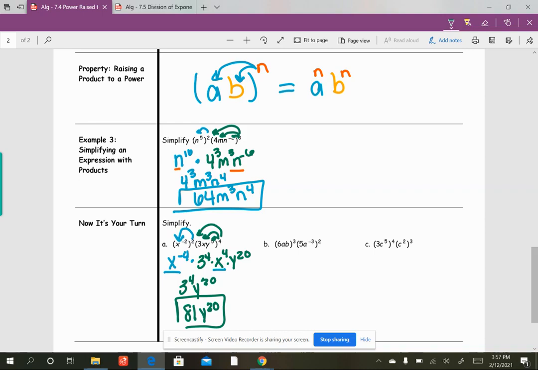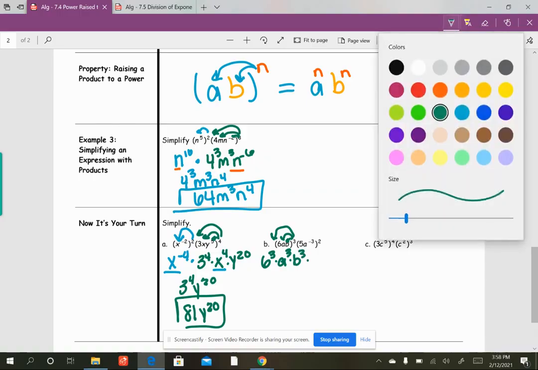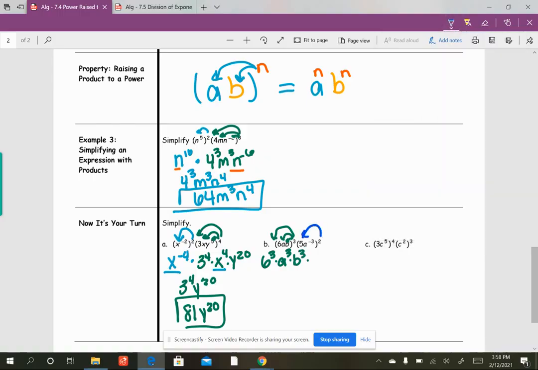All right, let's move on to letter B and letter C. So letter B, the first one, let's distribute that 3 on the inside to everything. So that ends up being 6 to the third power, A to the third power, B to the third power. And then let's distribute that 2. So we have 5 squared times A to the negative 6.